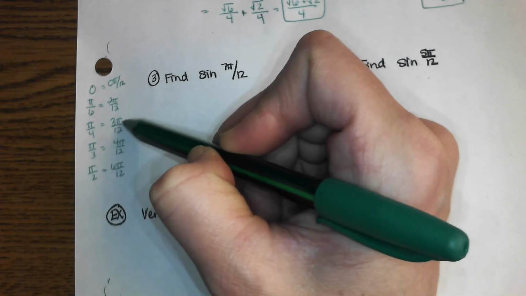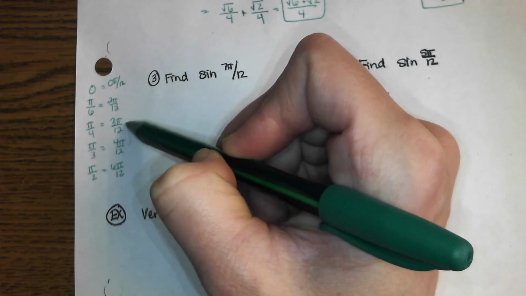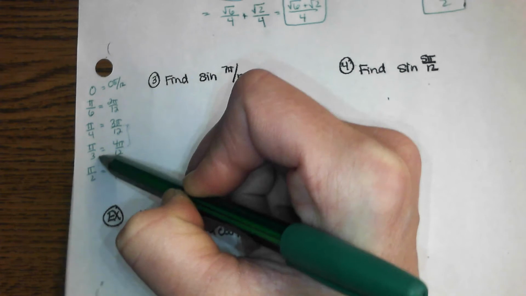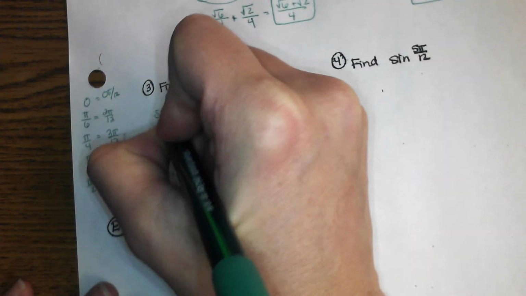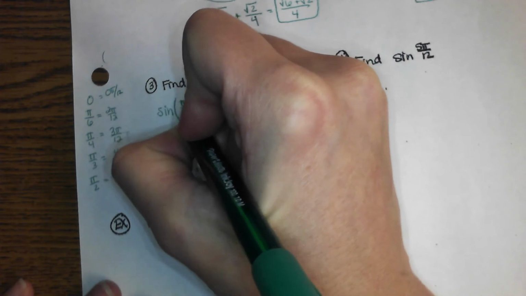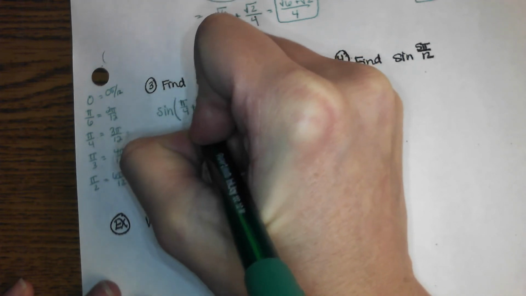These two, right? 3 pi over 12 plus 4 pi over 12. So that's a pi over 4 plus a pi over 3. So I'm going to rewrite the sine of 7 pi over 12 as the sine of pi over 4 plus pi over 3.